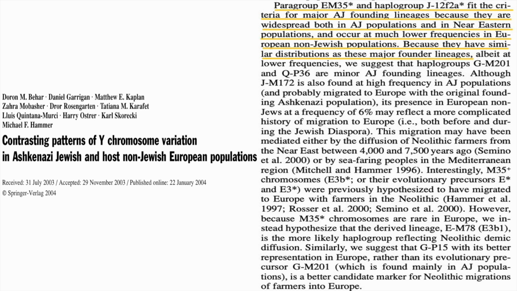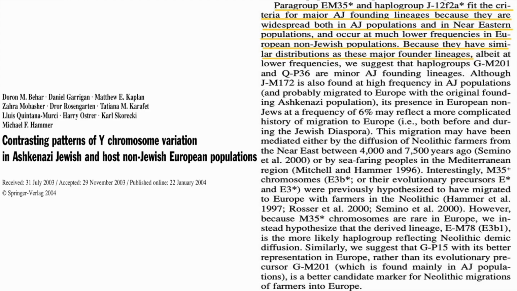And according to the paper titled Contrasting Patterns of Y-chromosome Variation in Ashkenazi Jewish and Host Non-Jewish European Populations, it reads, Para-group E-M35 and haplogroup J-12F2A fit the criteria for major Ashkenazi Jewish founding lineages because they are widespread both in Ashkenazi Jewish and in Near Eastern populations, and occur at much lower frequencies in European non-Jewish populations because they have similar distributions as these major founder lineages.